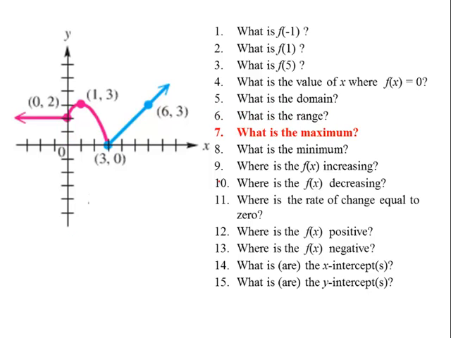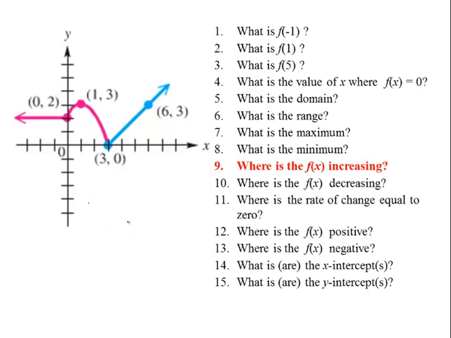Number 7, what is the maximum? That means the maximum y value, and that is 3. Number 8, what is the minimum? And we see that is when f of x is equal to 0.